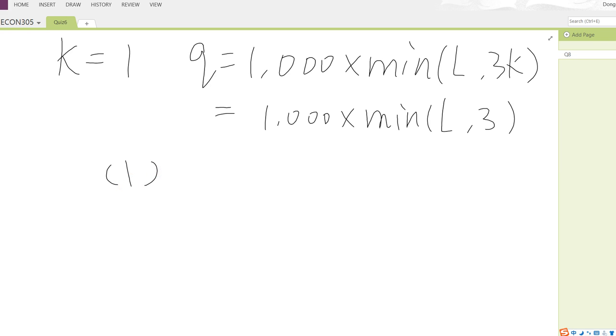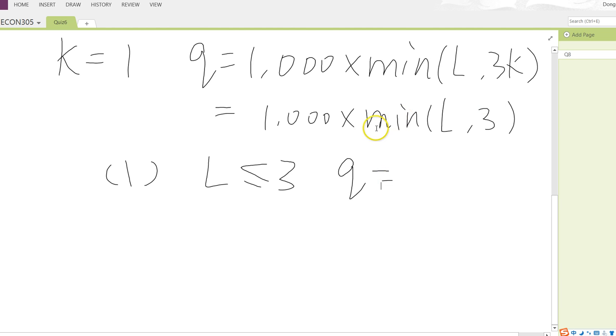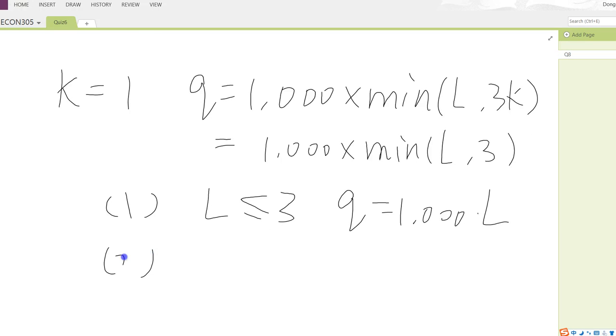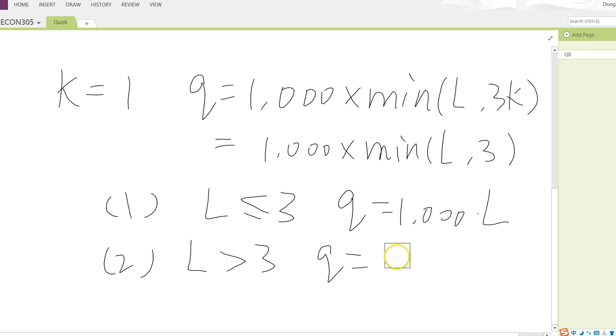There are two possible scenarios. One, if L is less than 3 (you can make this less than or equal to, that doesn't matter), the minimum of L and 3 becomes L, because L is the smaller of these two numbers. And for the second part, if L is greater than 3, the minimum of L and 3 is 3, so Q becomes 1000 times 3, which is 3000.